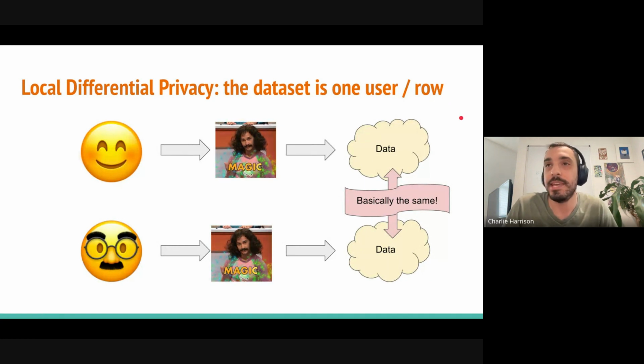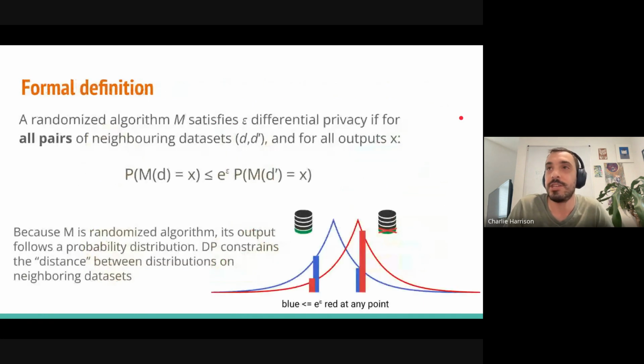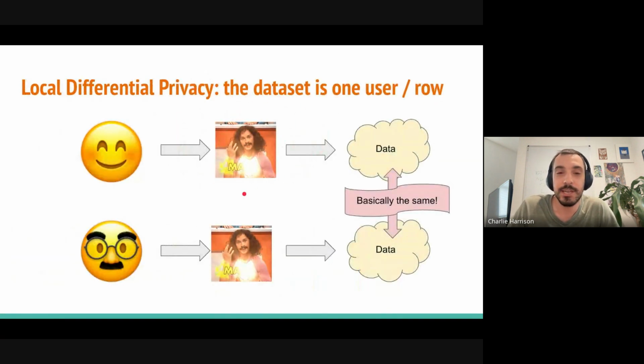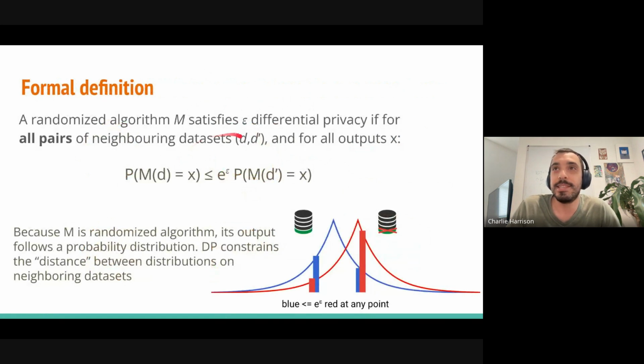We want the input to not really change. What's the formal definition? How do we show this in a mathematical sense? Here's the formal definition of differential privacy. We have some randomized algorithm M, which is the magic, M for magic, and it satisfies epsilon differential privacy, where epsilon is a parameter to the system.